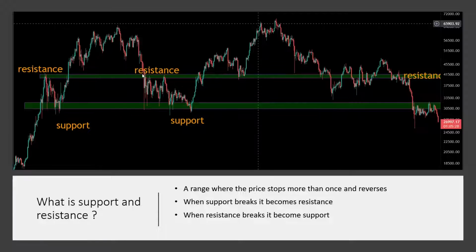Here it broke again, so now it becomes resistance again. You test the support, go back up, resistance, support, resistance. You break it, it becomes support, support and breaks, resistance breaks, and it goes on a long time. So a support line, you can draw it back into the past, and it will always be quite accurate.